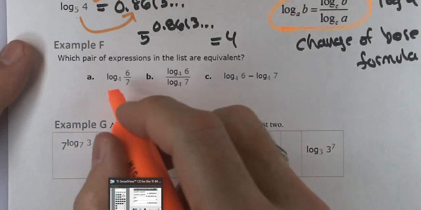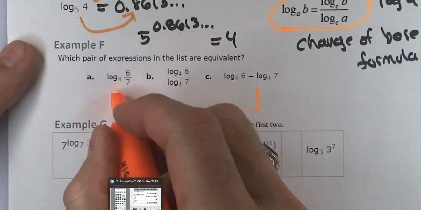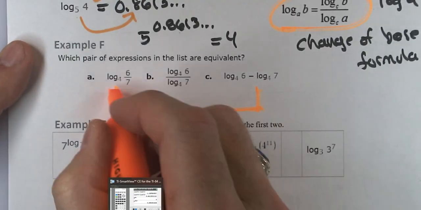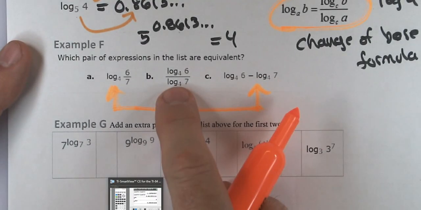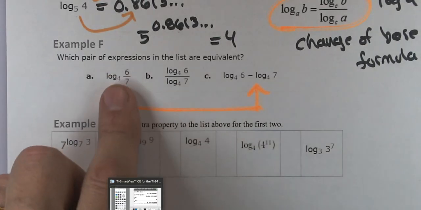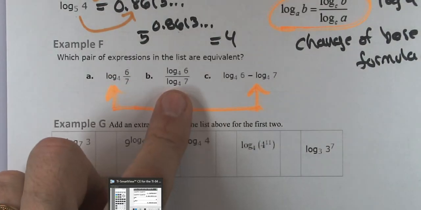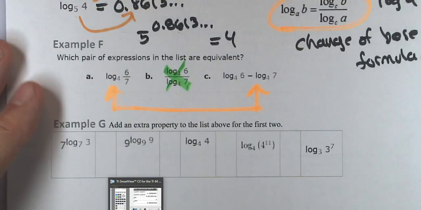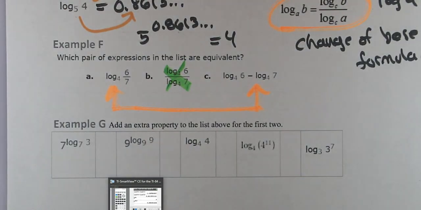Ah, well done. A and C. These 2 are equivalent. This one, you can't take this and turn it into this. It just isn't right. So, good job. That was easy. Yeah, well done, well done.